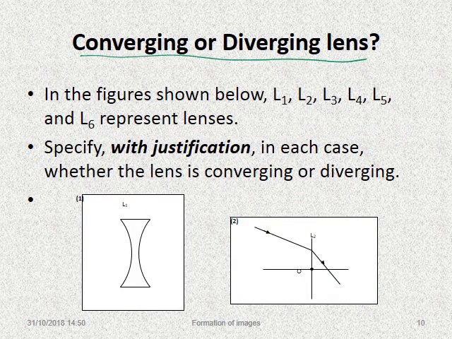Converging or diverging. In the figure below, specify with justification whether the lens is converging or diverging. First lens, L1: thick edge, thin at the center, so it is diverging. Here, the emergent ray is directed toward the optical axis, so it is converging.